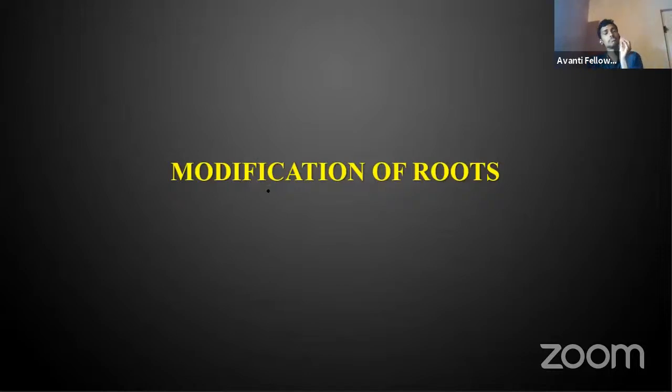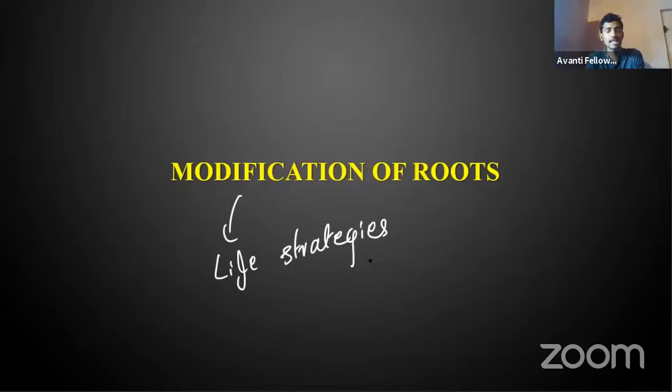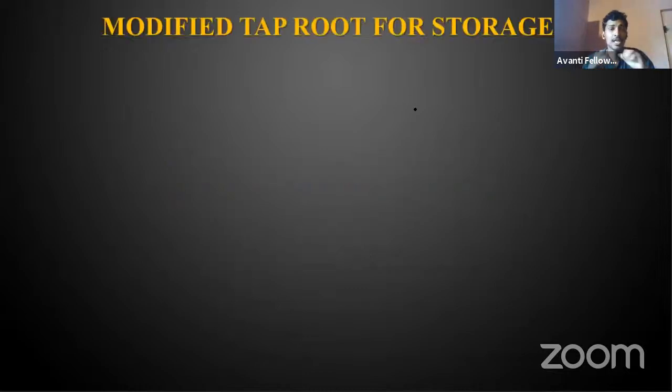Based on this kind of evolution, we came across different kinds of modification. We can call these modifications the life strategies. Life strategies means for surviving in a particular condition, it needs a strategy, and those strategies are our modification. The first modification is based on storage. Storage means how it is storing the food.